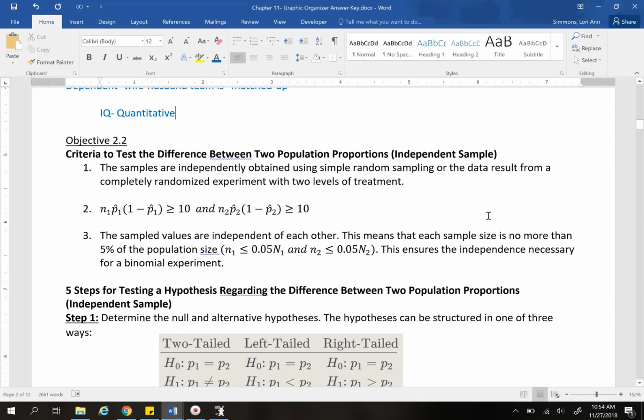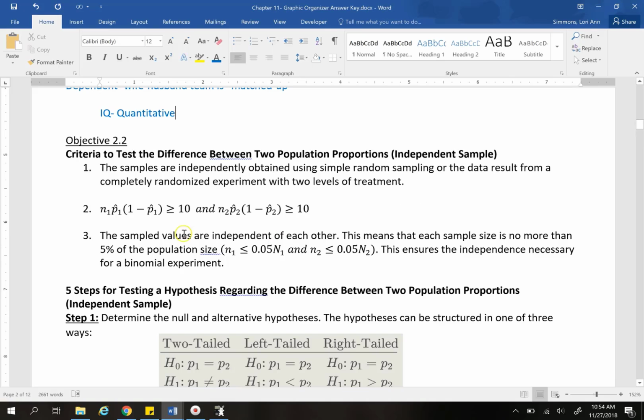All right, let's get into the criteria to test the difference between two population proportions for independent samples. These are going to be very similar to what you've seen before. So number one, they have to be independent and random.